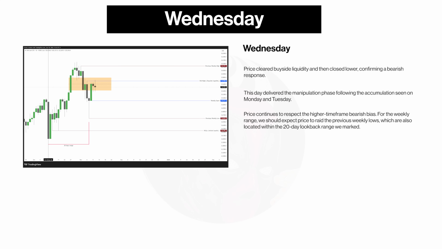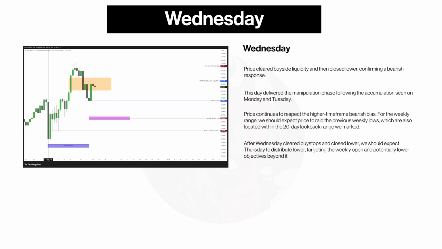And for the weekly range, we can target previous weekly lows, which are also located within the 20-day lookback range we marked. After Wednesday cleared buy side stops and closed lower, we should expect Thursday to distribute lower, targeting weekly open and potentially lower objectives beyond it.